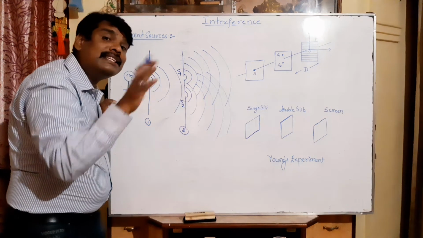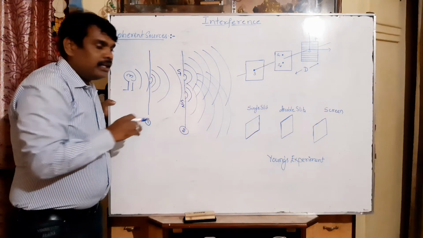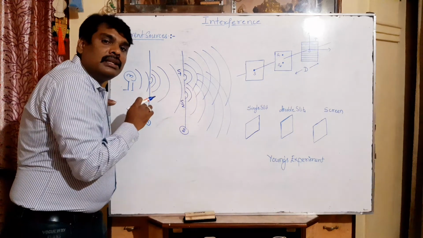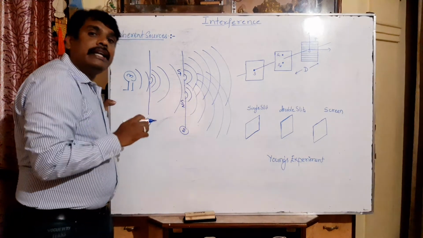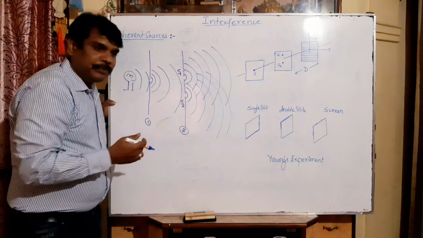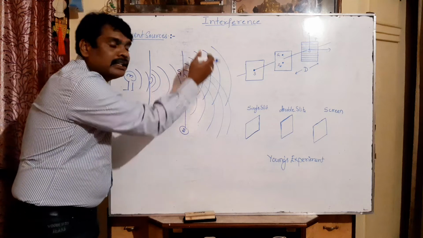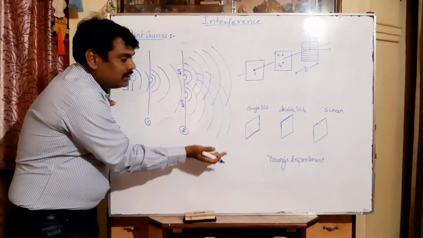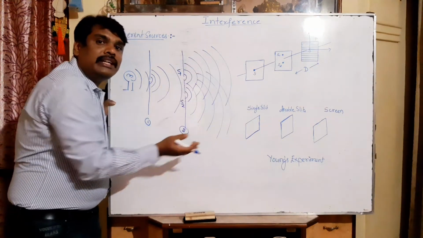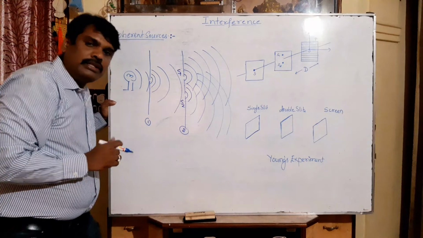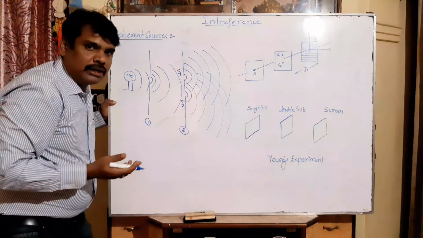Superposition means mixing of waves. If there is a mixing of waves, that causes distribution or redistribution of intensity. Here the intensity is uniform, here the intensity is uniform, but here the intensity is not uniform. This is the region where the intensity is modified or redistributed, because energy can neither be created nor destroyed.